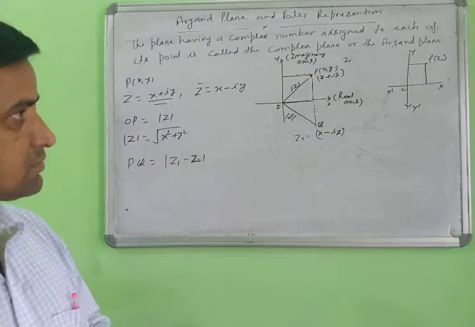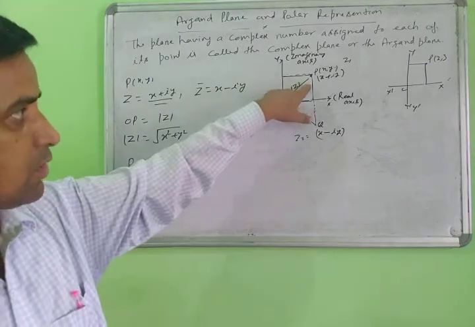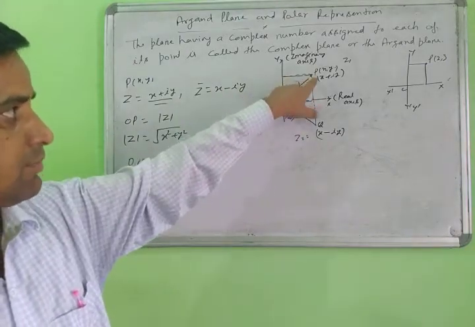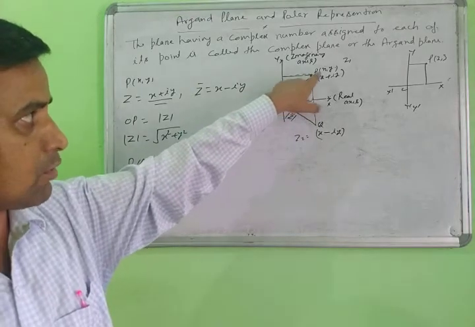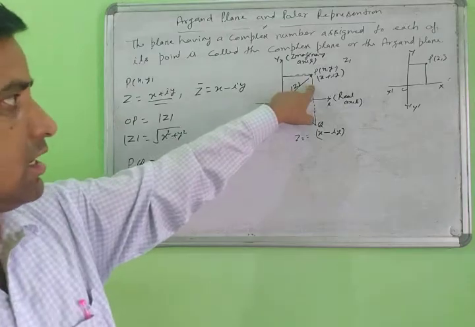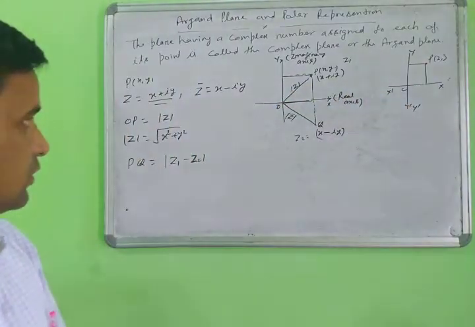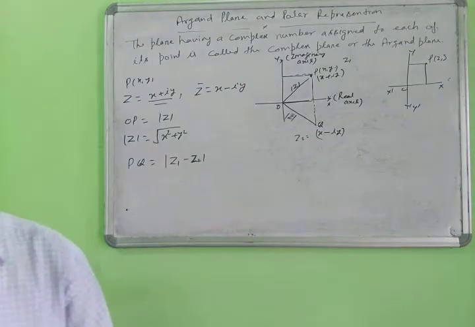Then next, how to represent a polar complex number on the Argand plane, and this is your Cartesian plane. Yes, note this down. And then the next point.